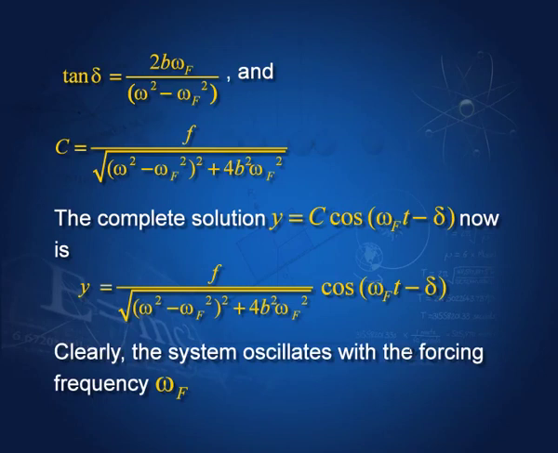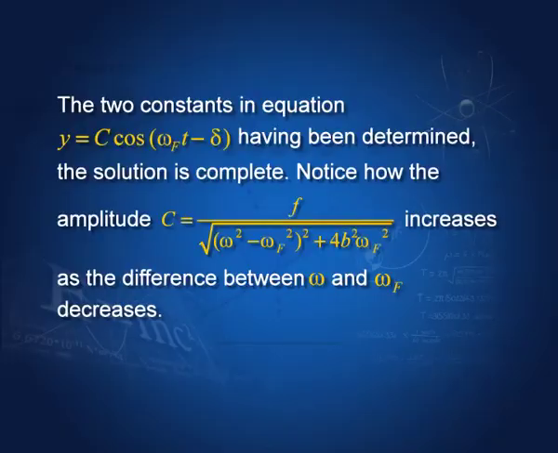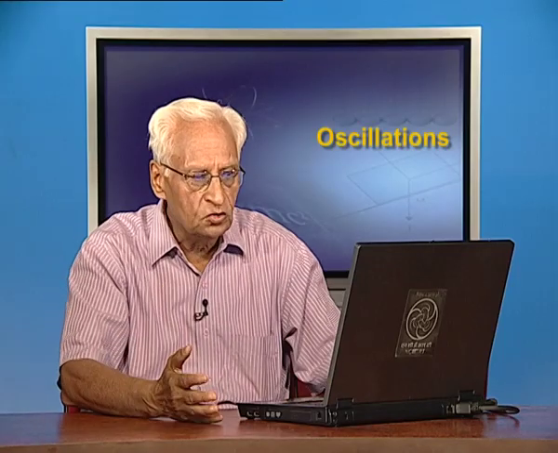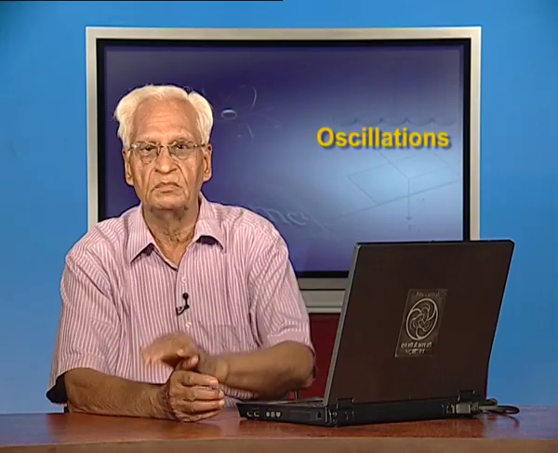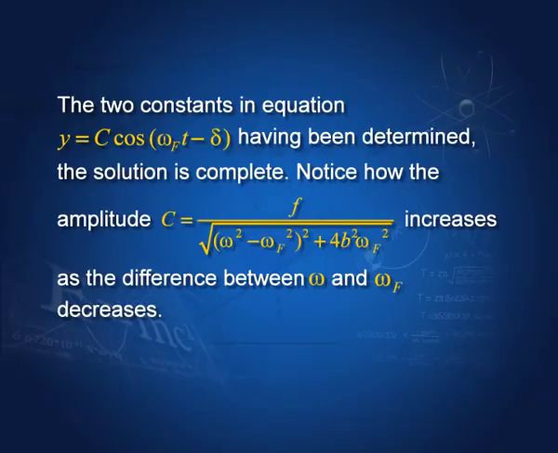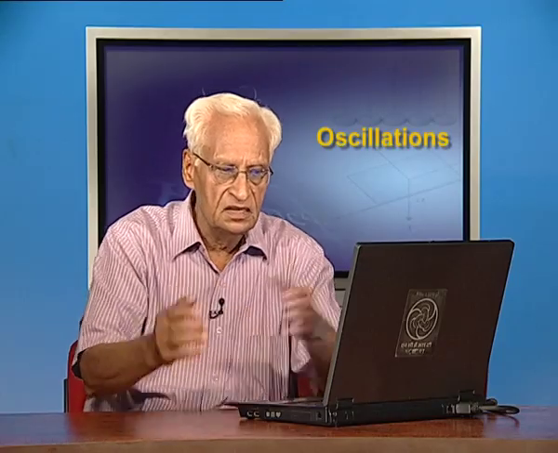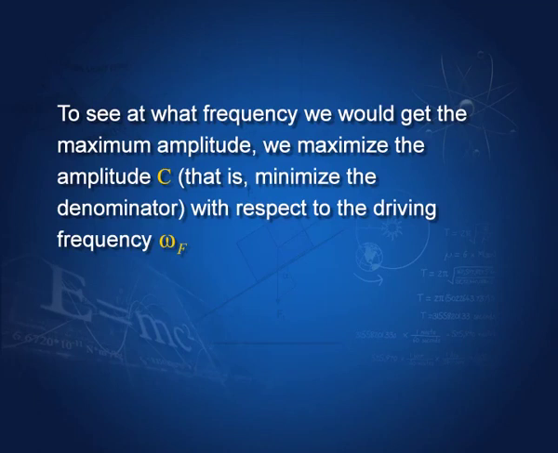And let us see what happens. The amplitude, as I have told you, is c, which is given by this. And we see that if this term, omega squared minus omega_f squared, becomes smaller, then c would increase. Let us find out where c would be maximum. And how do we do that? By minimizing the denominator. How do we minimize the denominator? We differentiate the denominator with respect to omega_f and put it equal to 0. And that gives us the condition for maximum amplitude.